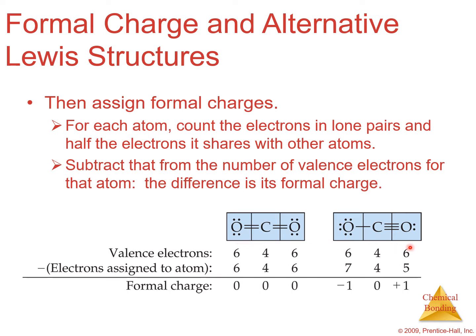Now all unshared electrons are assigned to the atom on which they are found, like these. For any bond, single, double, or triple, half of the bonding electrons are assigned to each atom in the bond. Now, if we calculate the formal charge for this Lewis structure, we see we have a -1 on this oxygen, +1 on this oxygen, and 0 on this carbon.